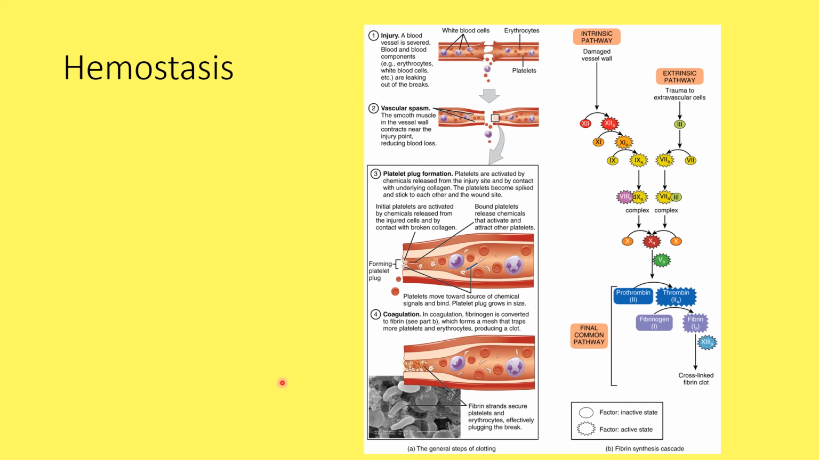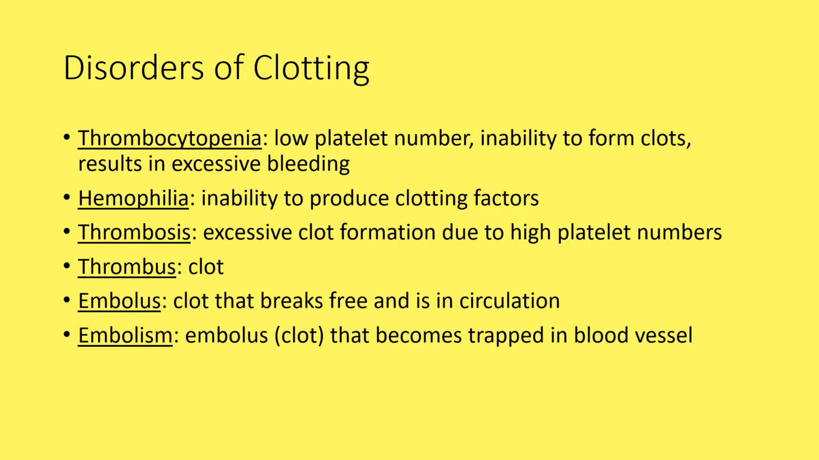There's a whole series of steps that involve various chemicals, and that's what this is just showing over here. So there are disorders associated with clotting as well. Thrombocytopenia is a low platelet number. If you have low platelet numbers, that's going to affect your ability to form clots. You're not going to be able to form clots as easily, which means any slight injury can result in excessive bleeding.